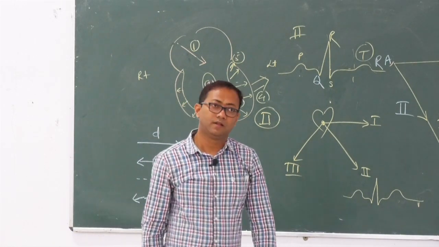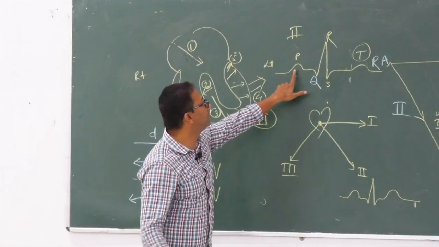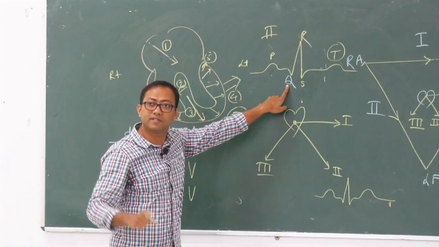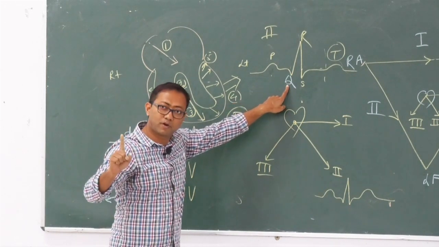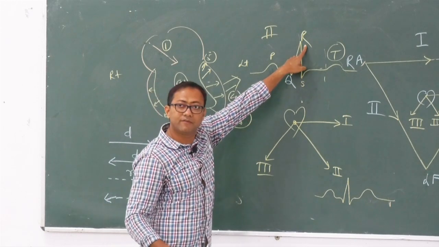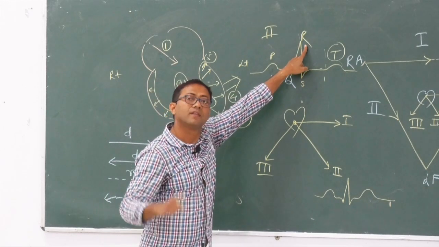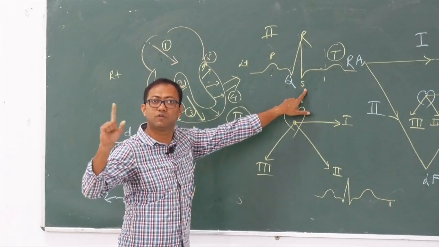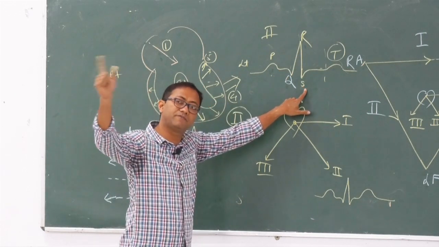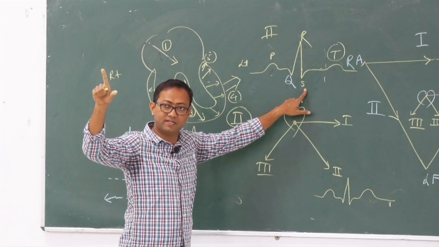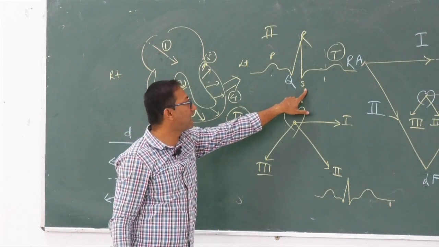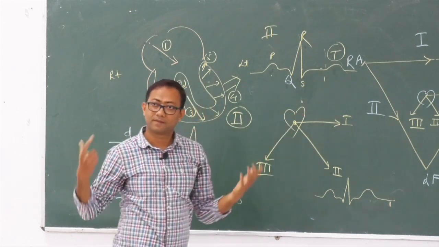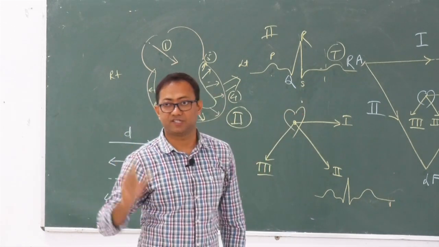Okay? So the P wave is due to atrial depolarization. Q wave is due to septal depolarization. R wave is due to apical depolarization. S wave is due to the ventricular wall and the posterior basal part of the heart depolarization, and the T wave is due to ventricular repolarization.